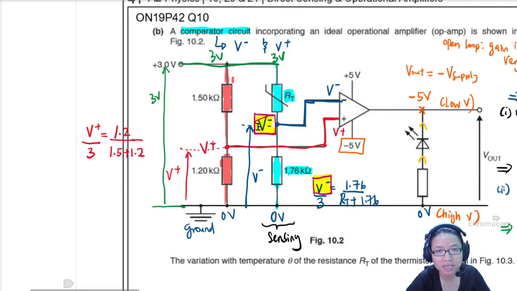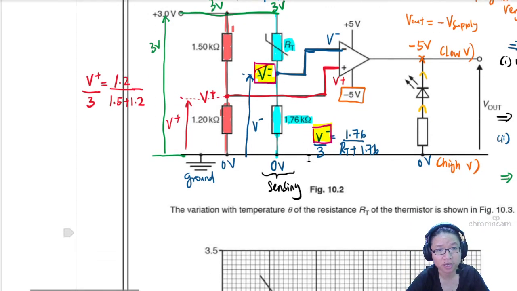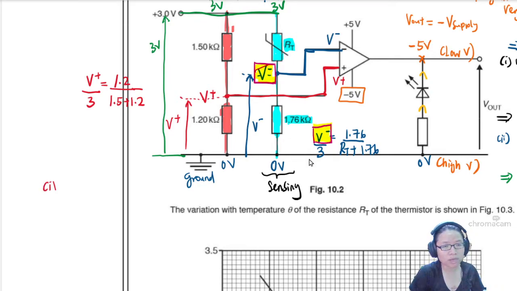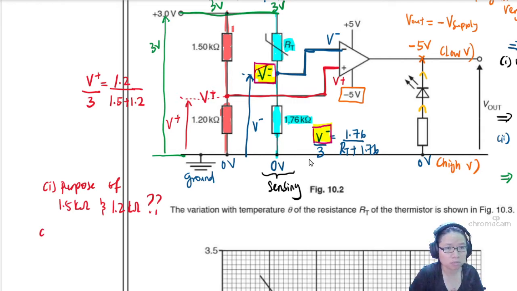Because we were basing our V minus, remember, on V plus. So these are a few ways to ask the questions. You may think about it. I'll record a second video to address it. Number one, what is the purpose of the 1.5 kilo ohm and 1.2 kilo ohm resistor in series? Why are they there?